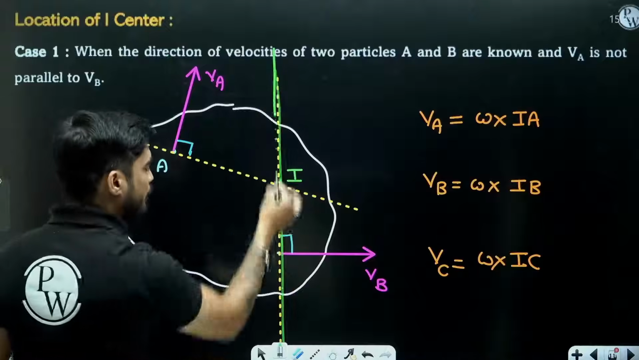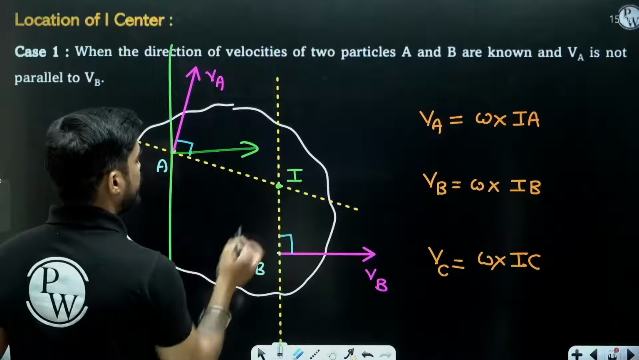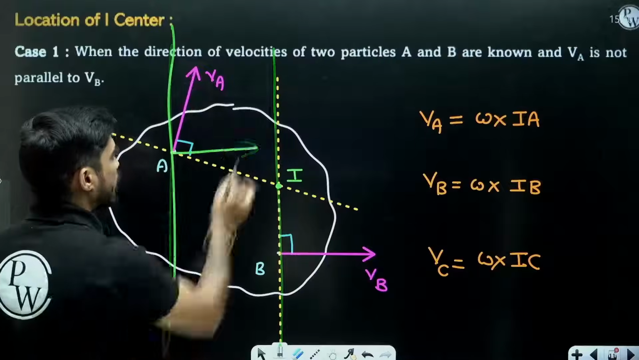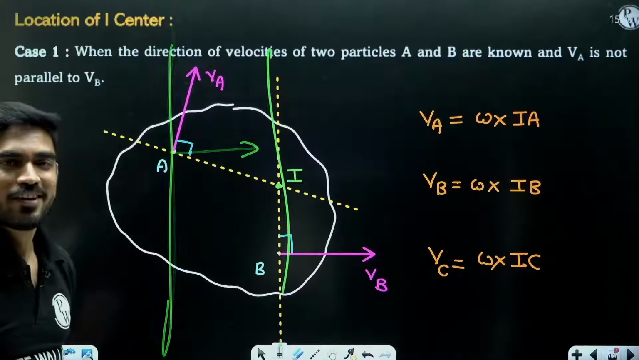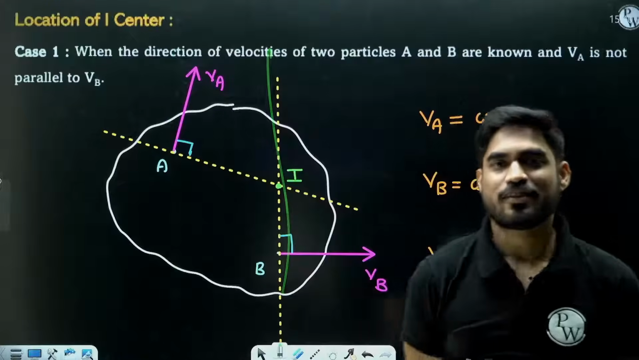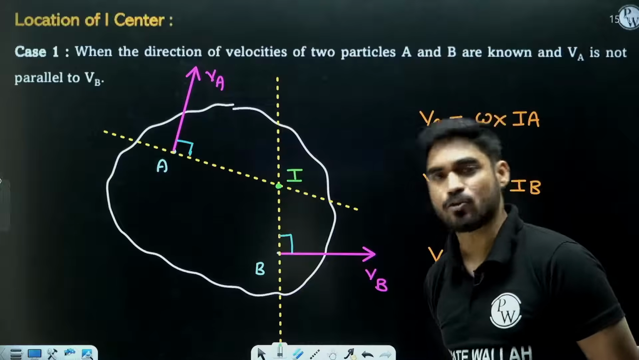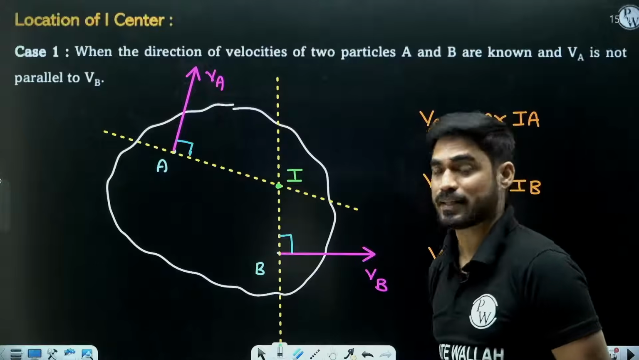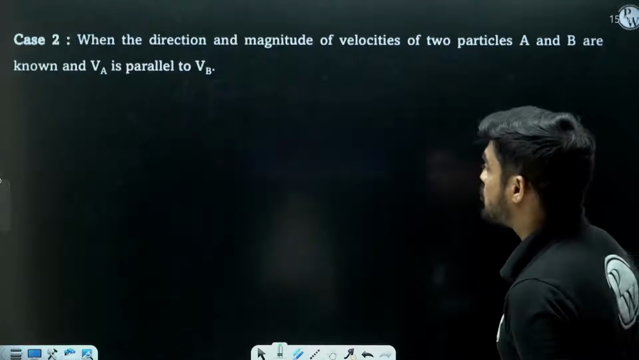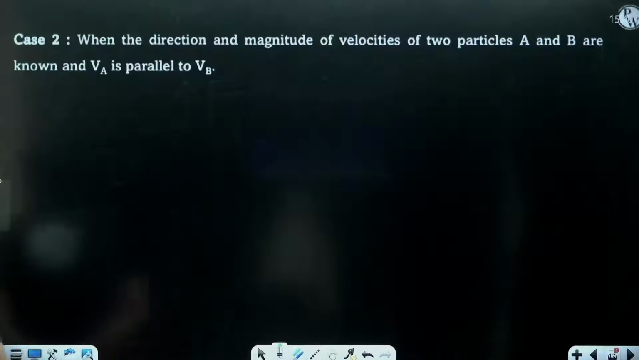Perpendicular line to VB will be this, perpendicular line to VA will be this, if VA is also horizontal. Then both of these lines will never intersect. So you will not be able to find the I center. So what will we do if VA and VB are both parallel to each other? Then how we will find the I center? So that is your case number 2.